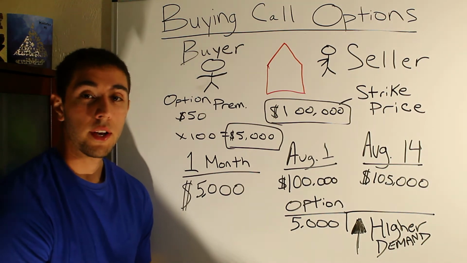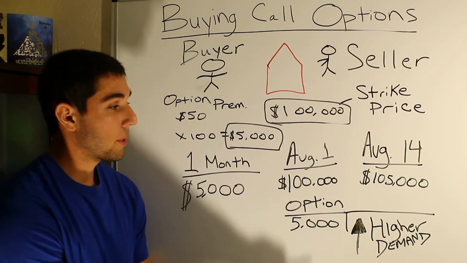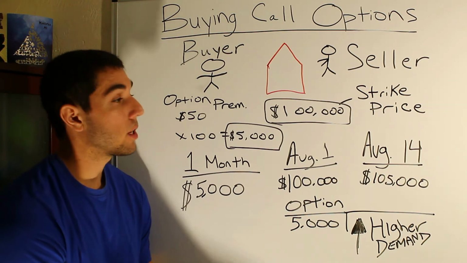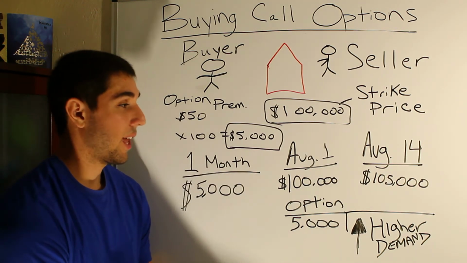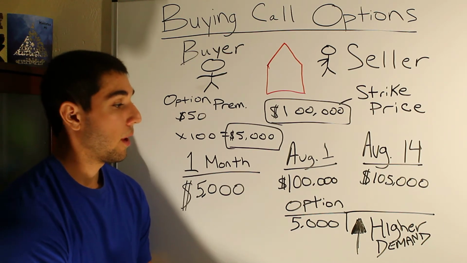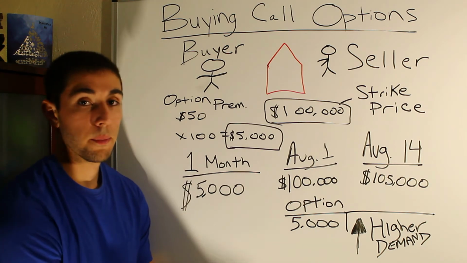Now another very important thing to understand is that you can sell an option any day you want. Let's say from this example, the value of the store goes up to $105,000 by August 14th. So this contract ends August 30th, let's say. And what happens from here is that when you first bought it, the option is $5,000 from that premium.